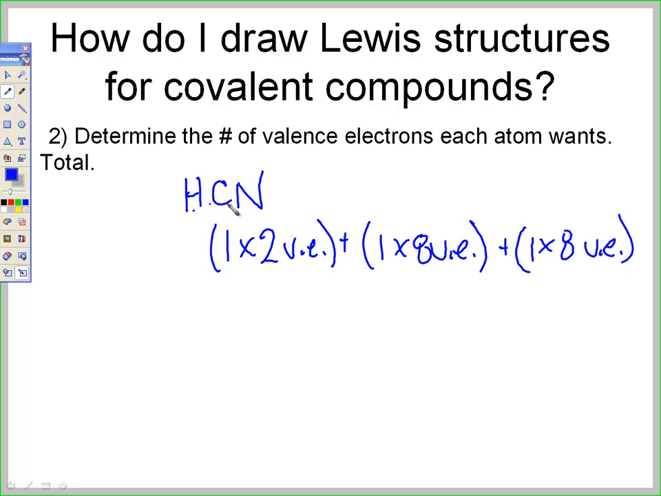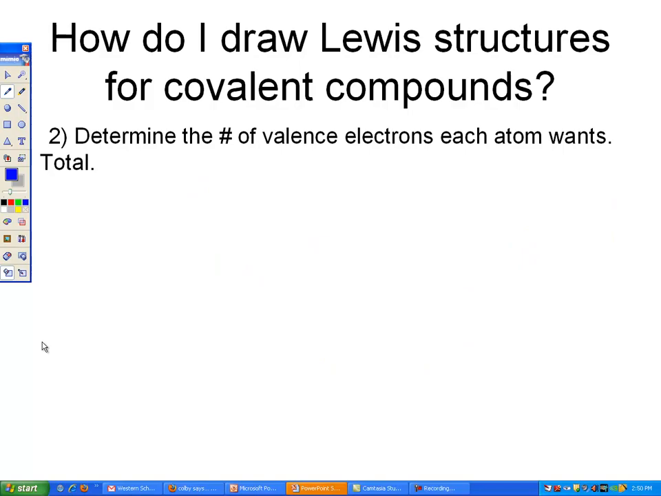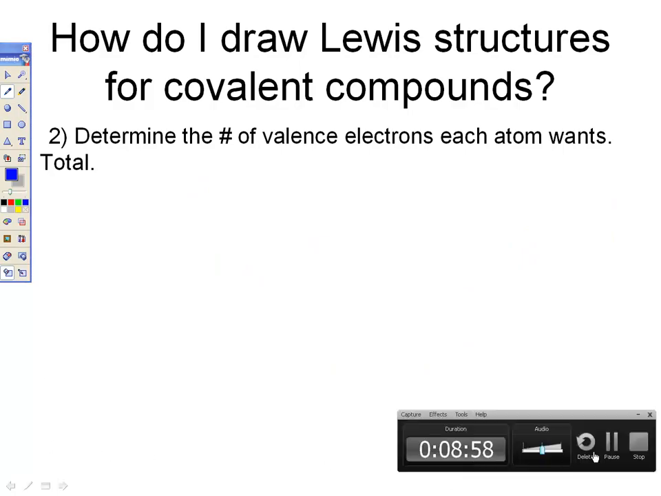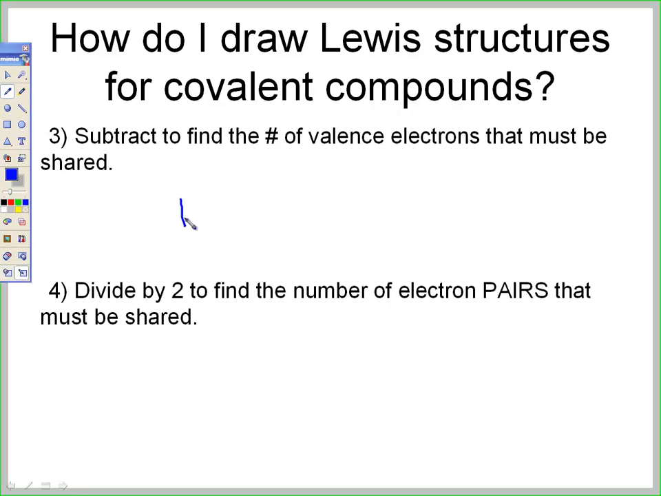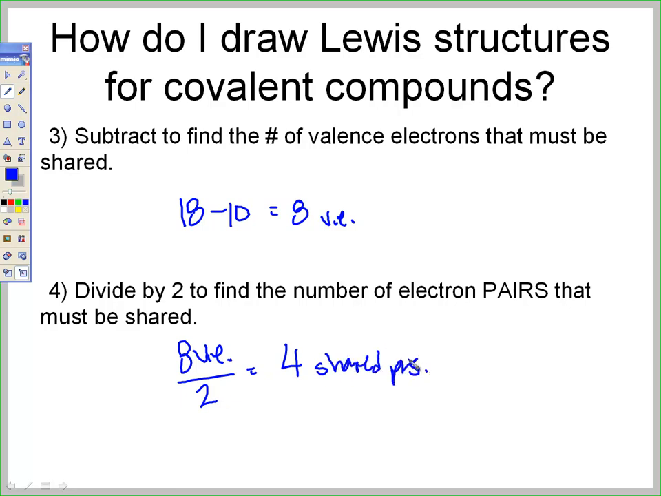So since there's only one of each thing, it'd be 2, 10, 18, not 20. Okay, so that means we're not doing 20 minus 10, we're doing 18 minus 10. I'm sorry. So that is 8 valence electrons, and 8 divided by 2 should be 4 shared pairs. So sorry. Okay, but at least we got it straightened out.